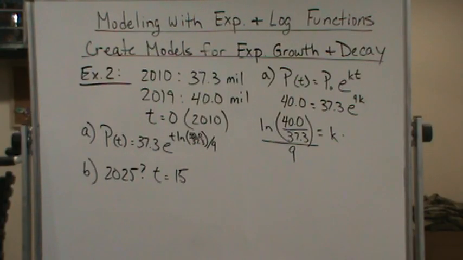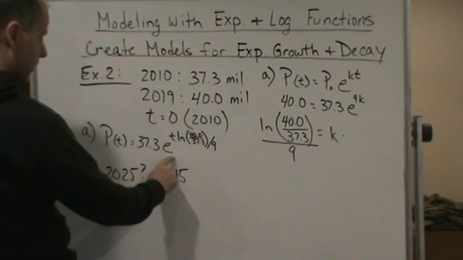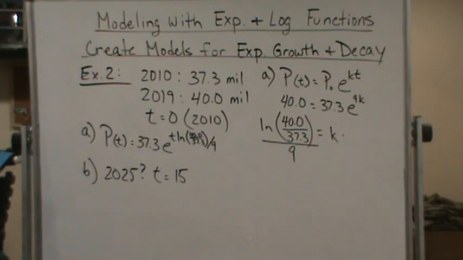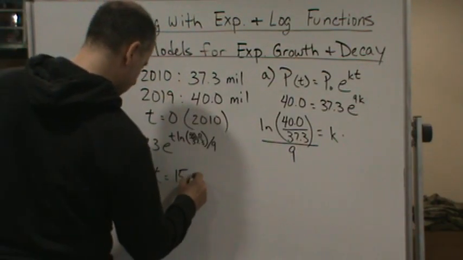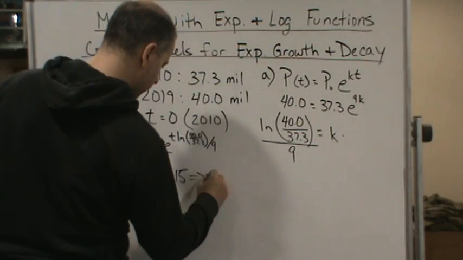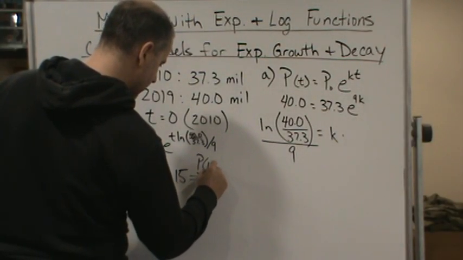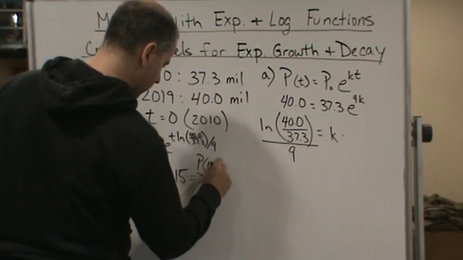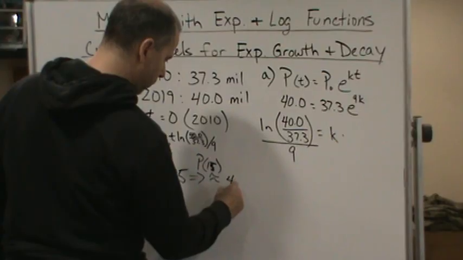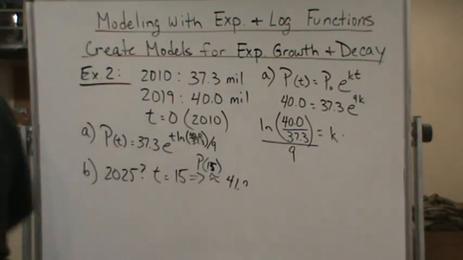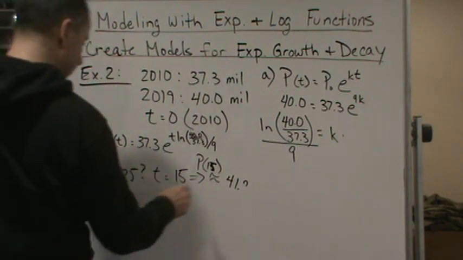This whole part gives us approximately 1.1235, but I'm going to leave it in the calculator. Now I'm going to multiply that by 37.3, and we get 41.9 million people, rounding to the nearest tenth. So P of 15 is approximately equal to 41.9 million people.